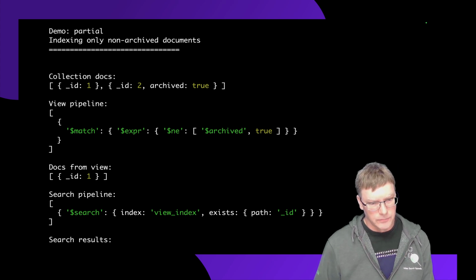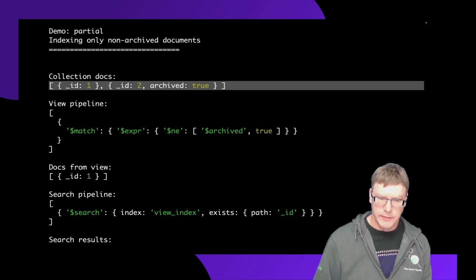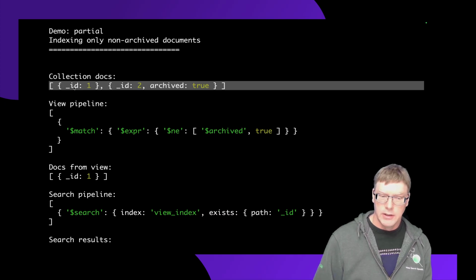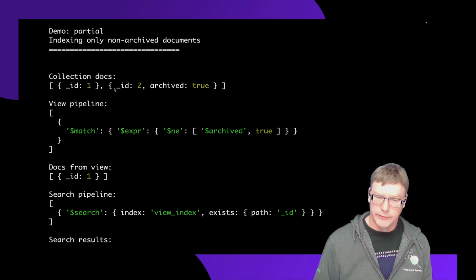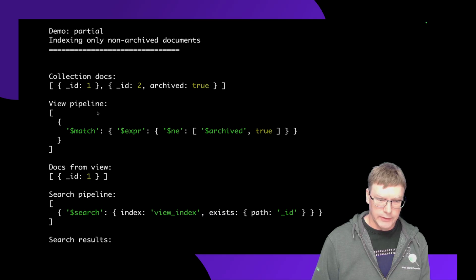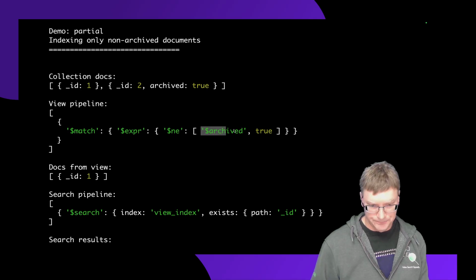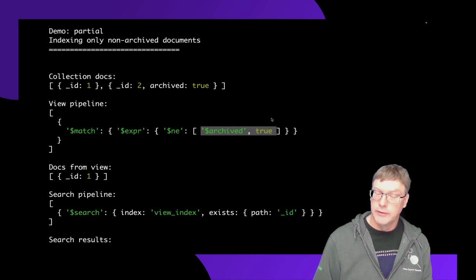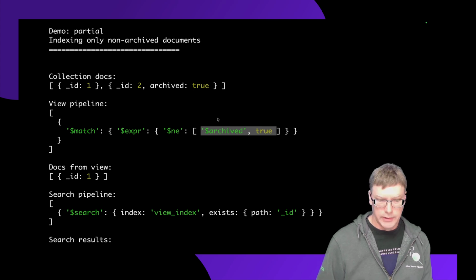Here's the example. This is just a contrived example. We have two documents here. One document does not have the archive flag, and the second document has an archived true flag. Our view pipeline here has a single stage, a match stage, that matches on whether the archived flag is true or not. And only documents that are not archived are passed through to the search index.